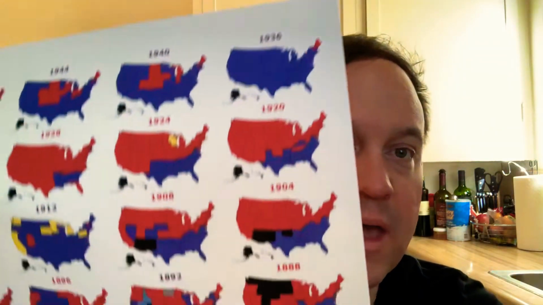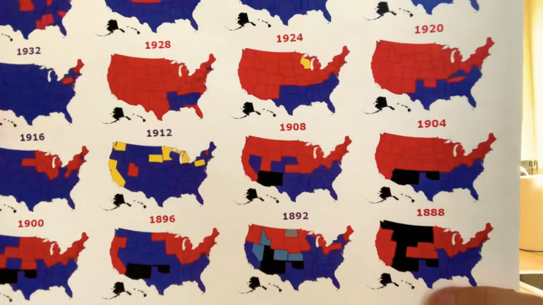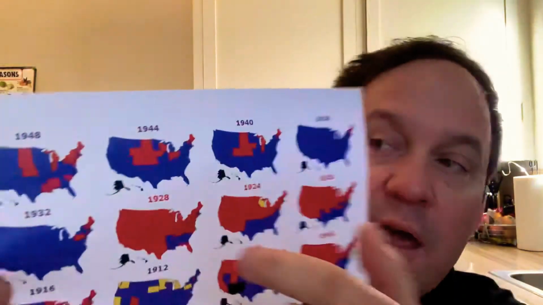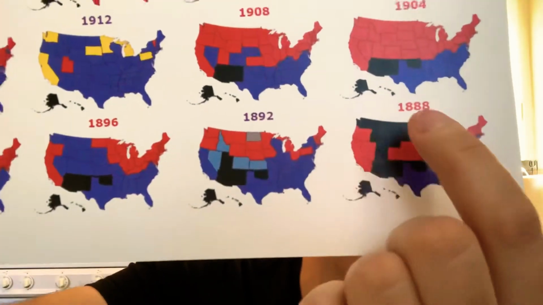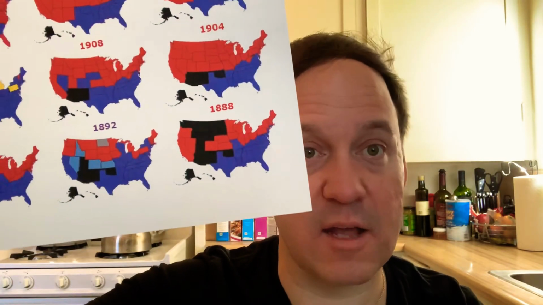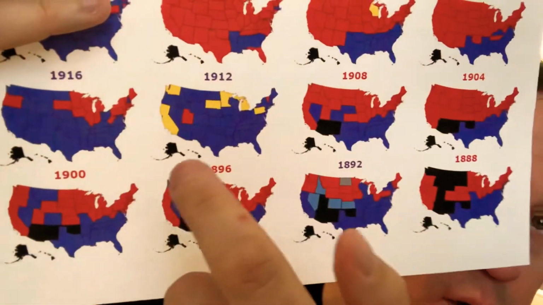So this map I had last time goes from 1888 and shows the outcome of presidential elections. I actually have it all the way to 2012, but this page ends at 1948. And of course, as you can see, many Western states in 1888 were not states, they were still just territories, and so they did not actually have presidential electoral votes. That was still the case all the way up until 1912, the first year where all lower 48 states had electoral votes.